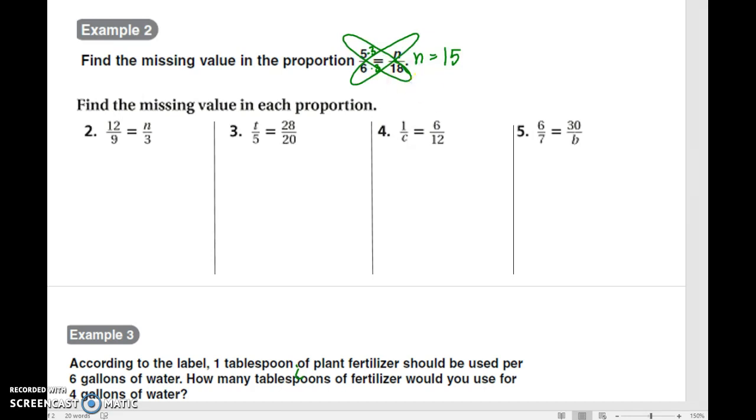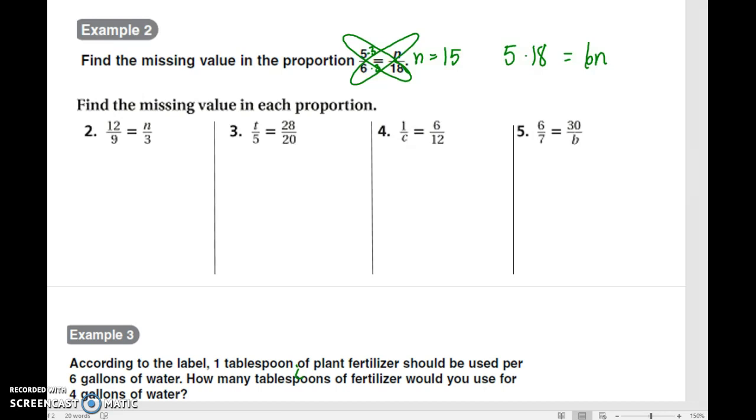Okay, so now we have cross products. So what I'm going to do is, it's just like when you cross your heart. So that's what you're doing. I'm going to go across with my multiplying. So I have 5 times 18. 5 times 18 is equal to 6 times n, which is also 6n. Because I know that anytime I go 6 times n, it's the same thing as 6n.